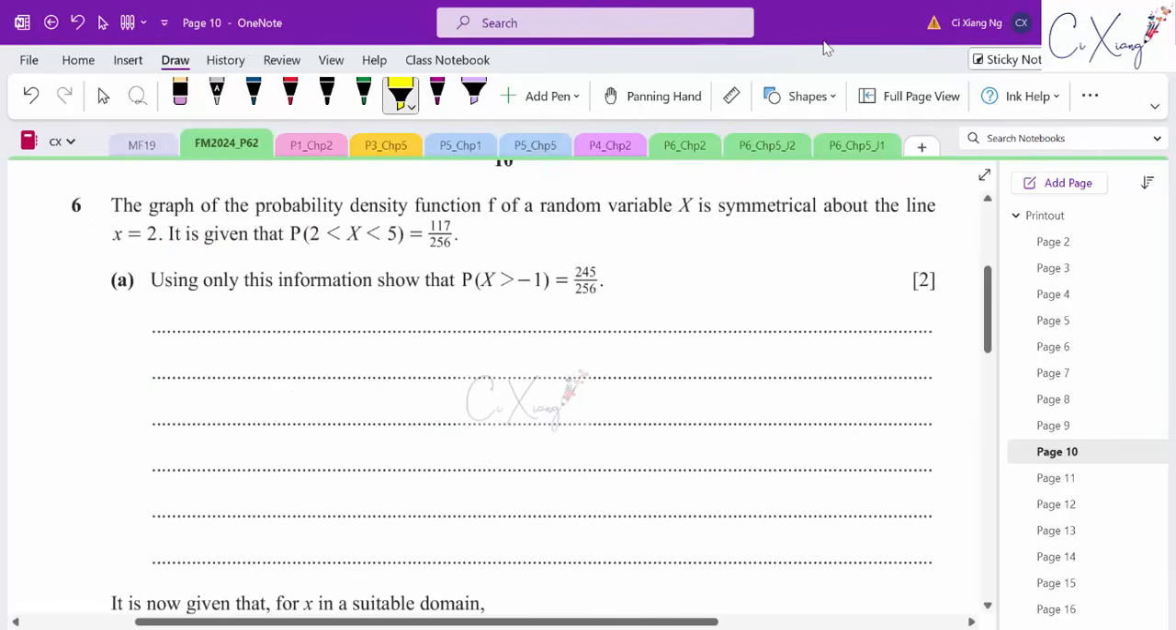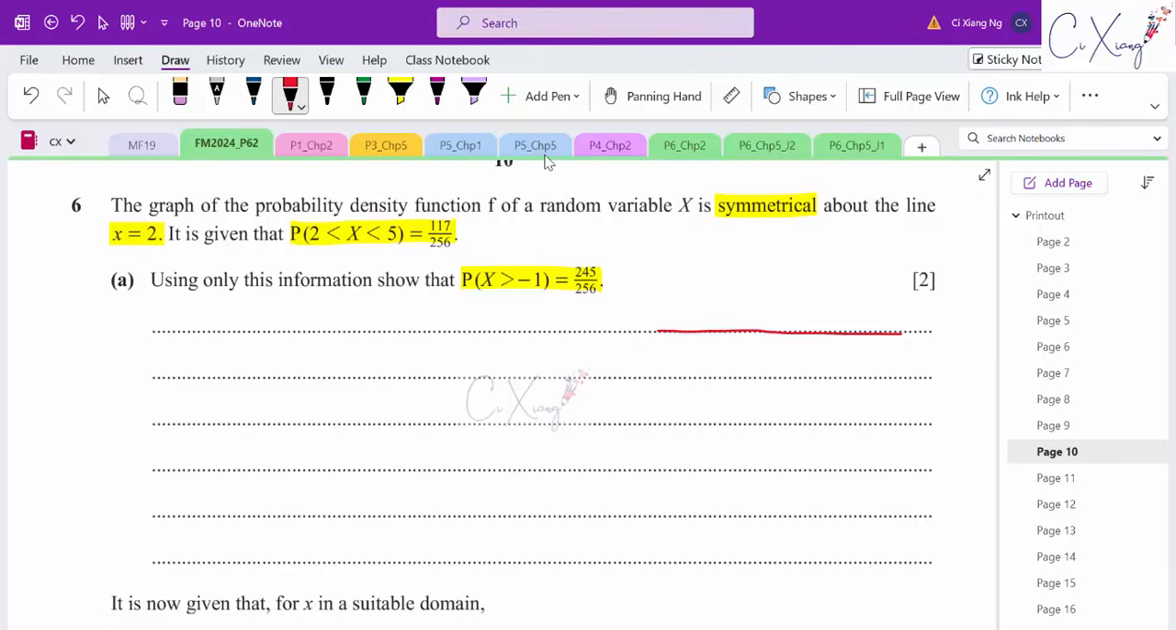Now we are at question number 6. The graph of the probability density function f of a random variable x is symmetrical about the line x equals 2. It is given that the probability of x between 2 and 5 is this value. Use only this information to show that the probability of x greater than or equal to -1 is this value. They are telling us a very important keyword: symmetrical about the line x equals 2.